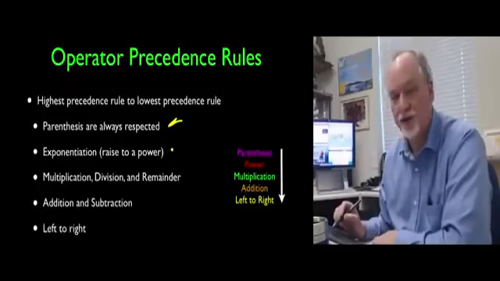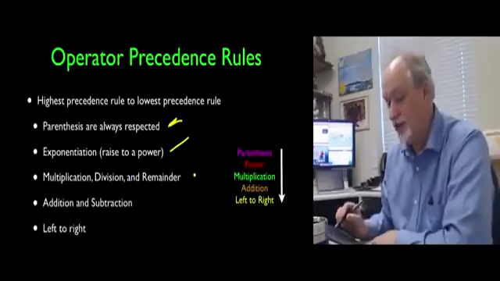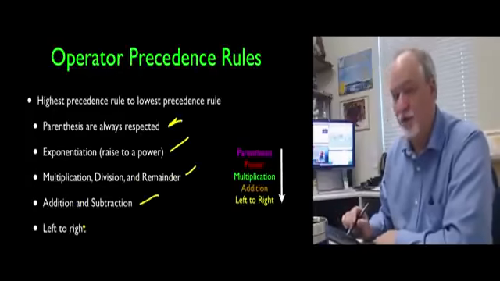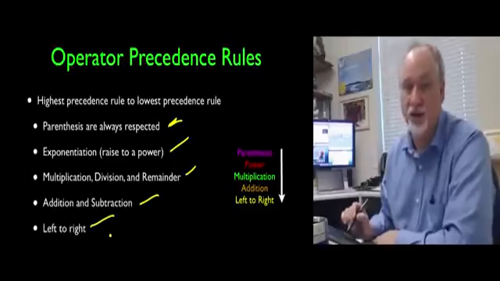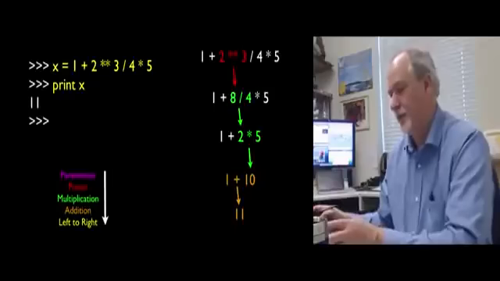Then after parentheses have been handled, it does exponentiation. Then it does multiplication, division, and remainder. And then it does addition and subtraction. And when all else is equal, it just works left to right. So let's look through an example.